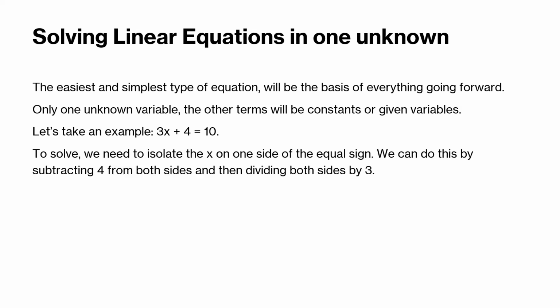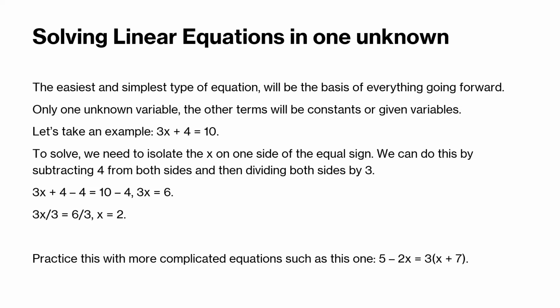To solve this, we need to isolate the x on one side of the equal sign. We can do this by subtracting 4 from both sides and then dividing both sides by 3. 3x plus 4 minus 4 equals 10 minus 4, so 3x equals 6. You divide both sides by 3 to get x equals 2. That's your final answer. Practice this with more complicated equations such as this one: 5 minus 2x equals 3, brackets x plus 7.